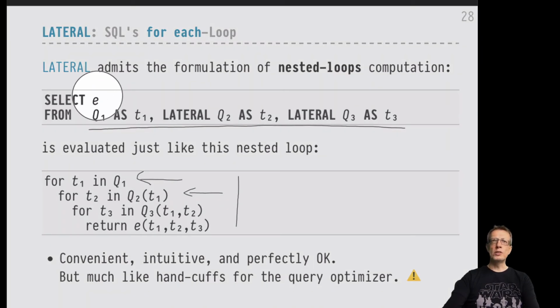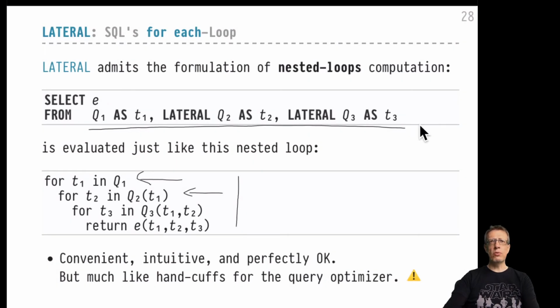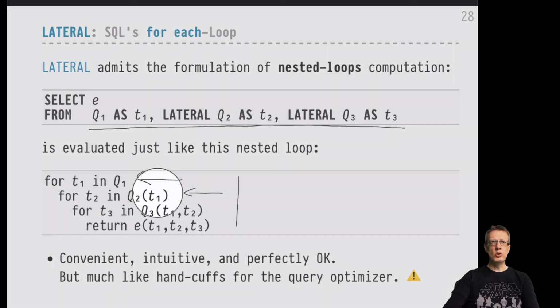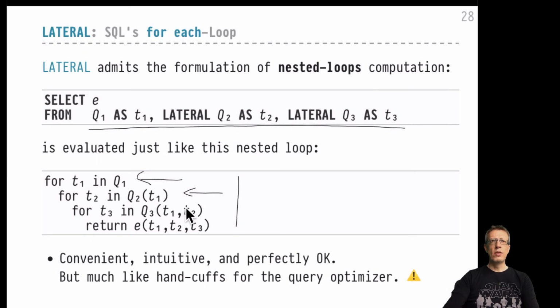But it has always been like this. Any row variable introduced in the from clause, like T1 to T3 here, is visible in the where, and of course also the select clause. That's nothing new. This is the new stuff. T1 is usable in Q2. T1 and T2 are usable in Q3. This is real dependent nested iteration.